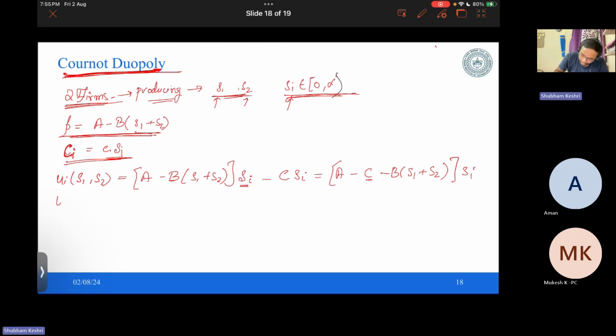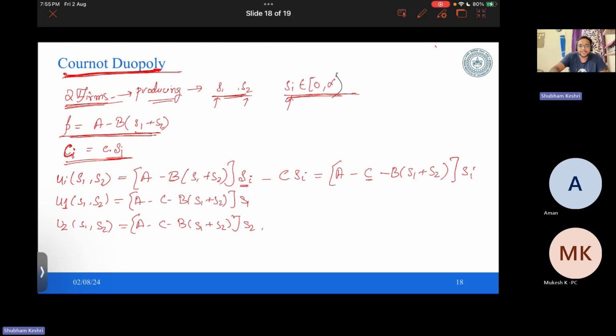Now you can just write the utility of both the firms. U1(S1, S2) is (A minus C minus B times (S1 plus S2)) times S1. And U2(S1, S2) is (A minus C minus B times (S1 plus S2)) times S2. Now you have both the utilities, you can just differentiate and you will obtain the values of S1 and S2. What you have to do is obtain the best response of firm 1 given a fixed response of firm 2. So you will partially differentiate this term, and again partially differentiate the other term.